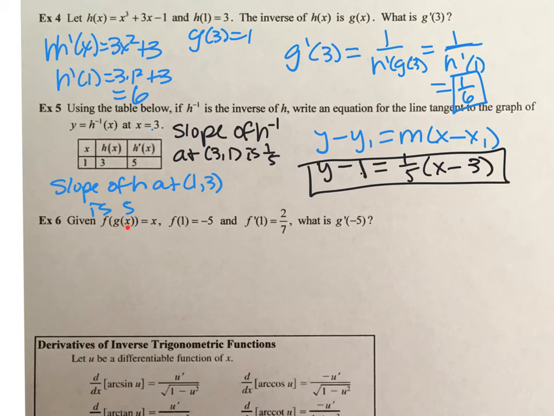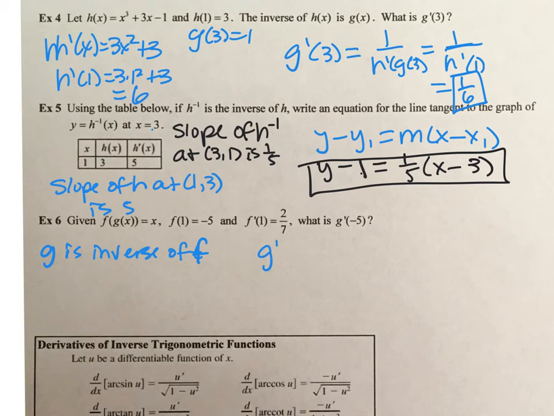If I start with a number x, and then I perform the function g on that number, and then turn around and perform f on that number, and I get x back again, that means that f and g are inverses of each other. Or another way we might want to say that is g is the inverse of f. Okay, now, to find g prime of negative 5.